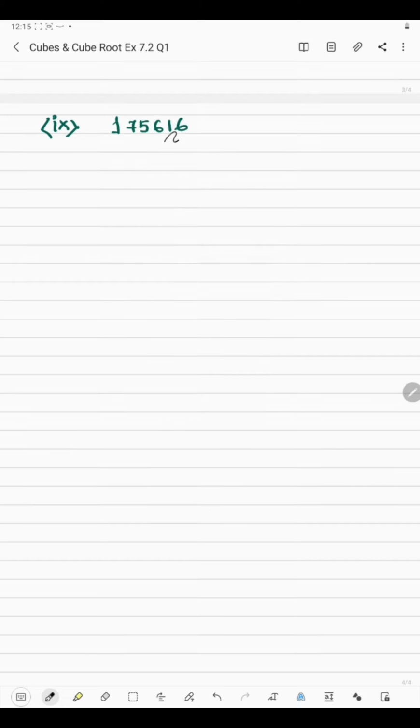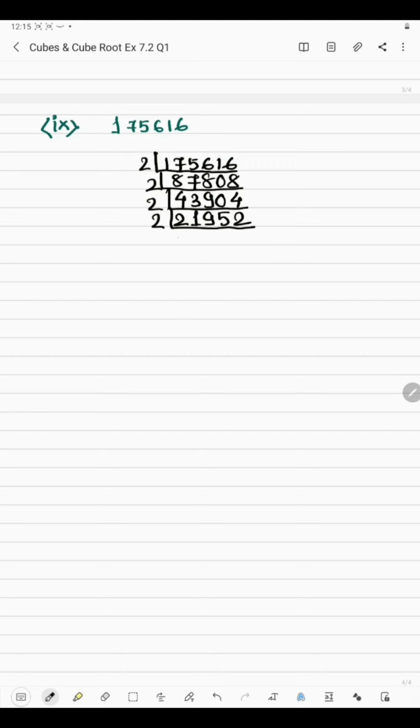Now in the next part we have 175616, and we will have to find the prime factorization. As the last digit is 6, it will be divisible by 2. 2 8s are 16, 2 7s are 14, 2 8s are 16, then 0, 2 8s are 16. Then 2 4s are 8, 2 3s are 6, 2 9s are 18, then 0, 2 4s are 8. 2 2s are 4, 2 1s are 2, 2 9s are 18, 2 5s are 10, 2 2s are 4.